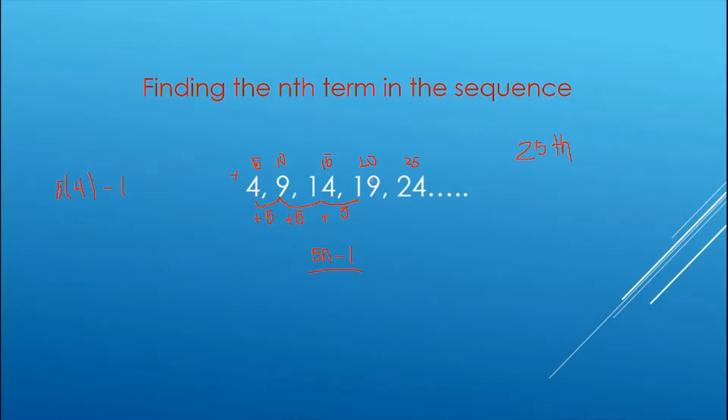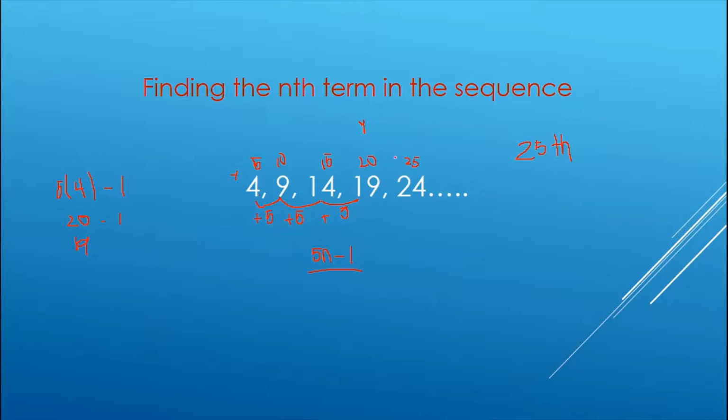So 19 is the fourth term. Let us check whether our answer is 19. So 5 times 4 is 20, and 20 minus 1, the answer is 19. Very good. I guess our formula here is correct. So for the formula, we have 5n minus 1.